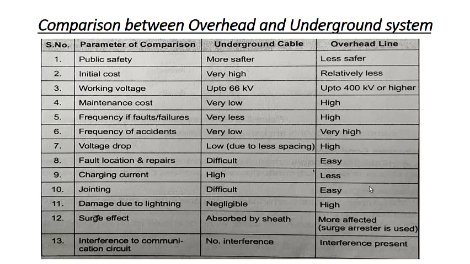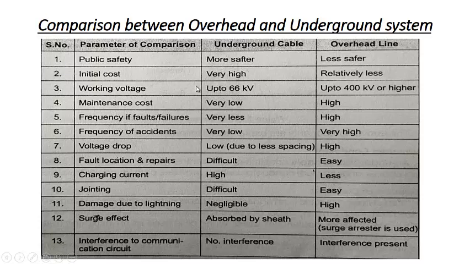Now let us see how we compare it with the overhead line. You can see that public safety in the case of underground cable is better as compared to the overhead line. The initial cost, as I have told you, is very high for underground cable. This is relatively less. Working voltage is up to 66 kV here, and up to 400 kV there. It may go beyond that at certain levels, but usually we restrict its use up to 66 kV because there is one more disadvantage, known as charging current.